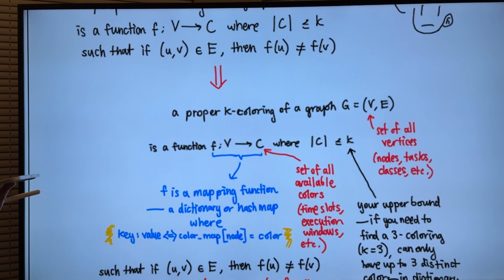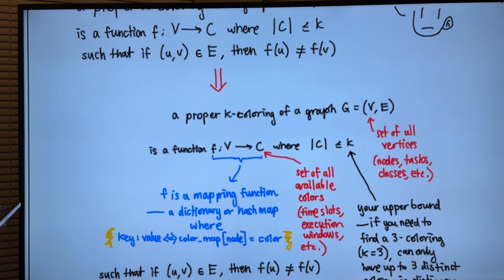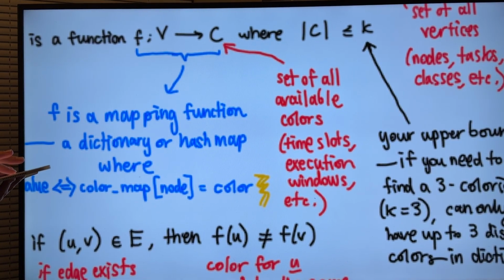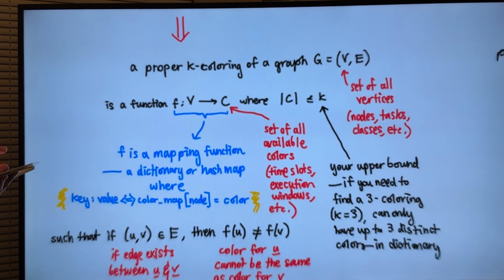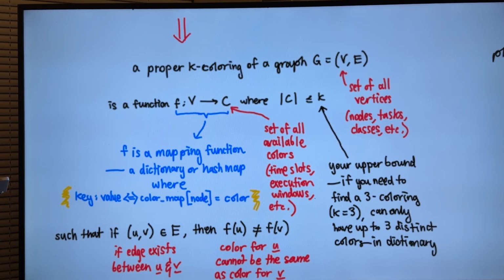And the next part is a function, f, and then V going to C. So what does that mean? f is a mapping function. In programming, that would usually just be like a dictionary or a hash map where your key-value pair is essentially the color map, with the node equal to the color in that format. And then C is just the set of all available colors. Colors may not actually mean literal colors. It just may be things that we're trying not to overlap as needed, so time slots, execution windows, etc.